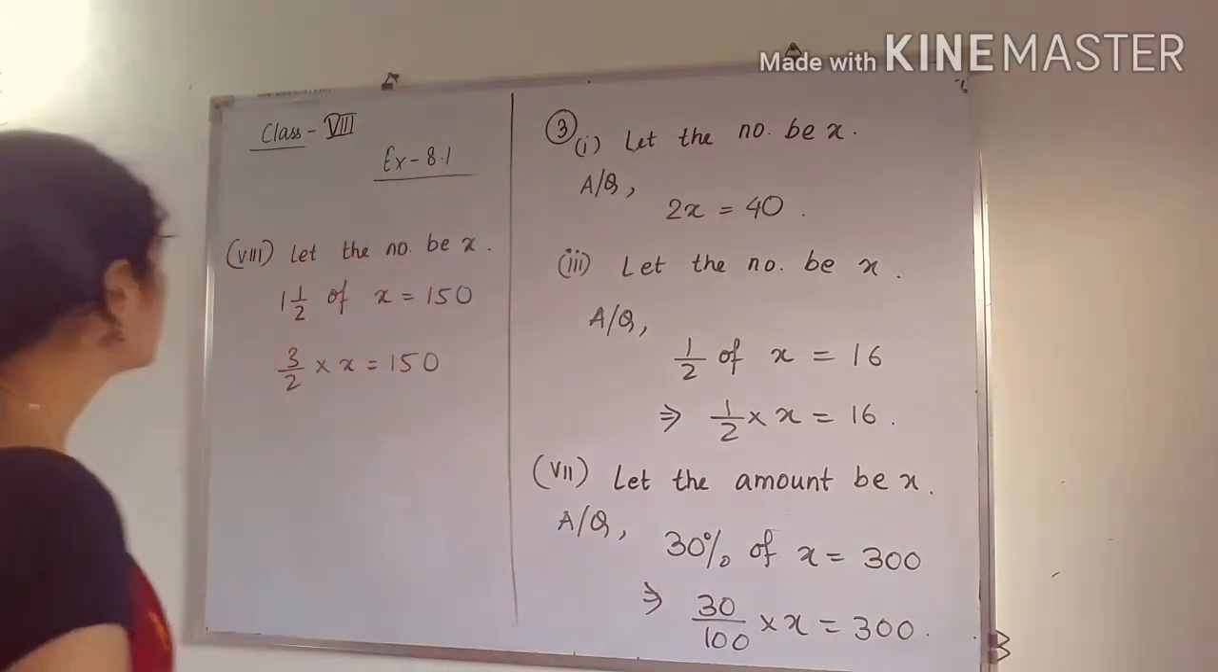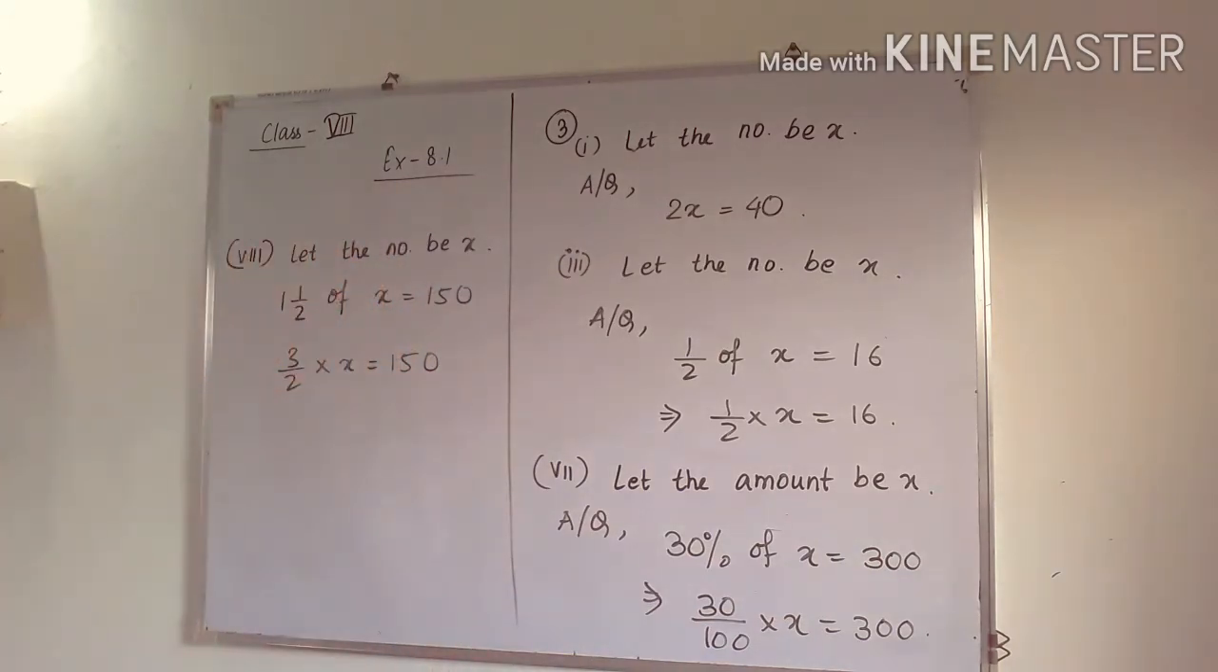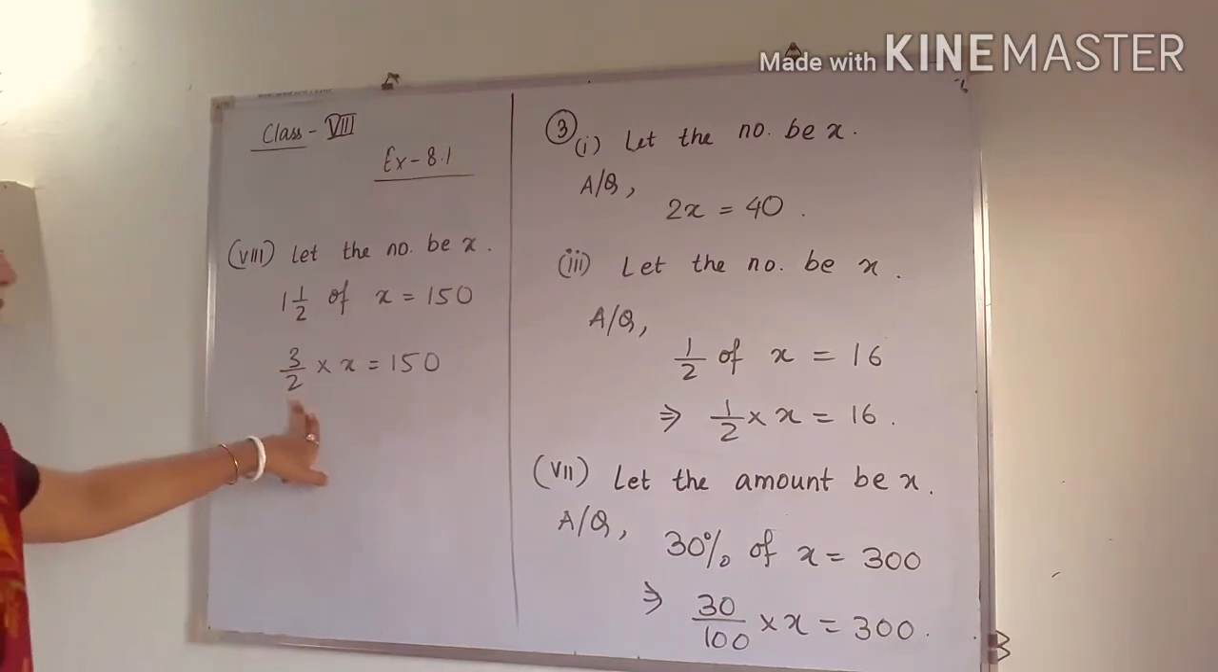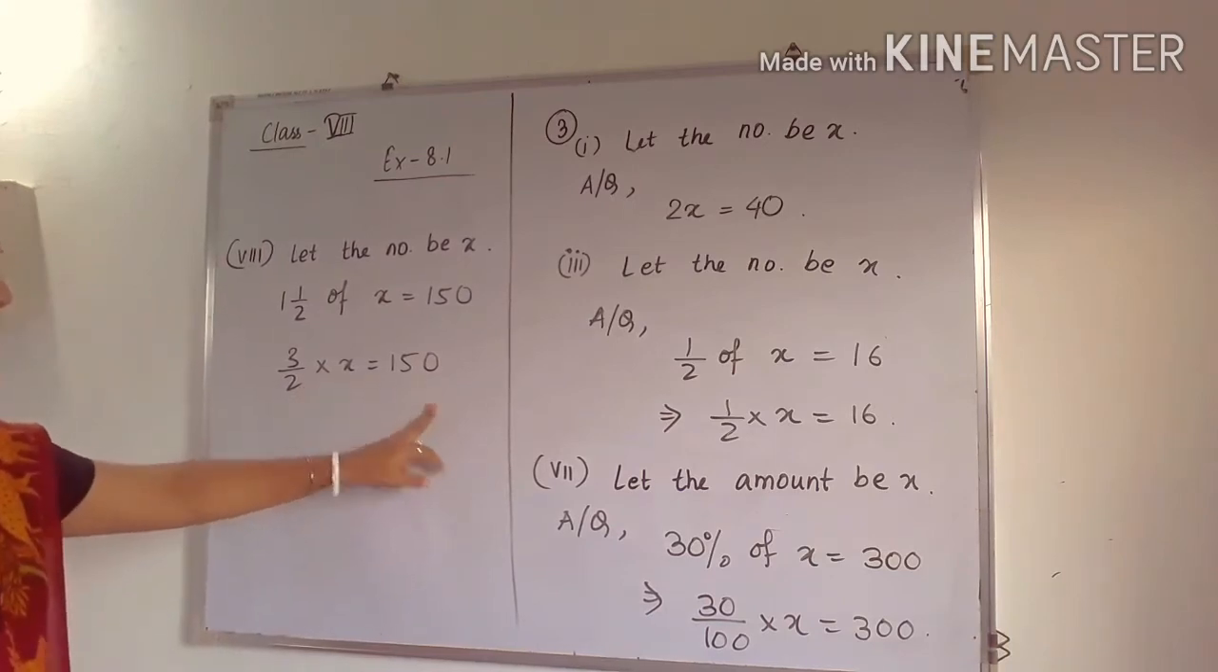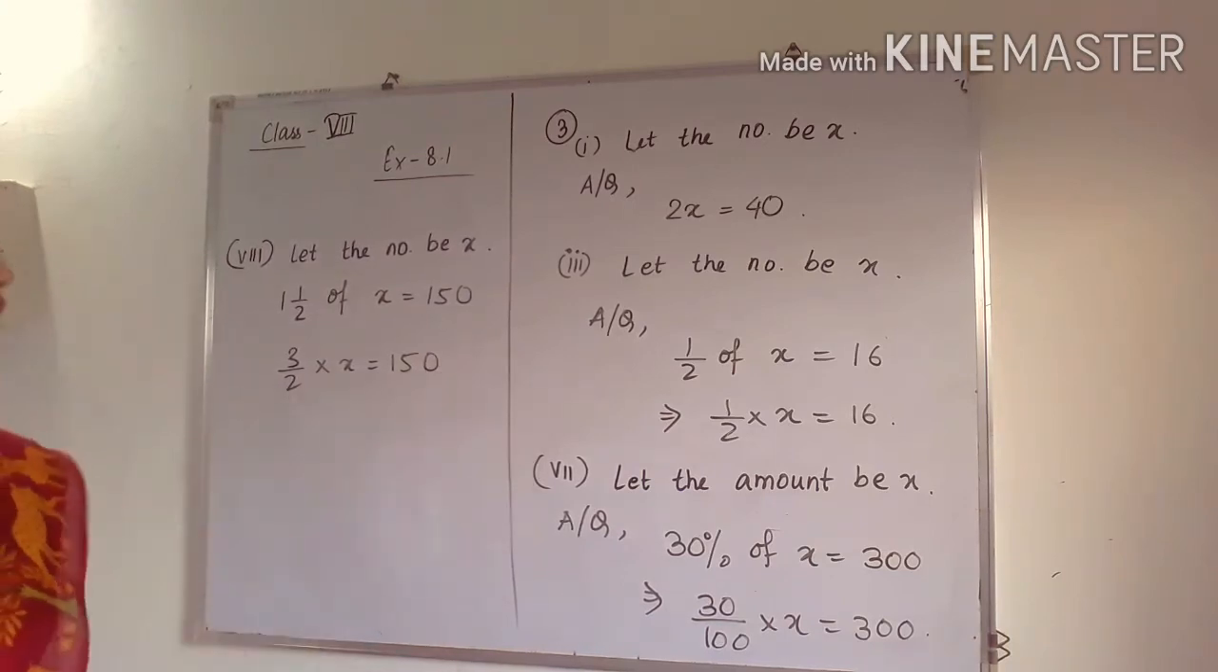So come to the next question, number 8. Here it is written that 1.5 times a number is equal to 150. So what is the meaning of 1.5? 1.5 means 1 plus half. So when you add, you will get 3 by 2. So 3 by 2 of x, that means 3 by 2 into x is equal to 150. This is the same kind of question. Okay, like this only you have to do.